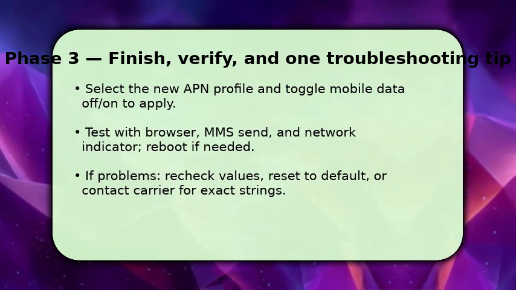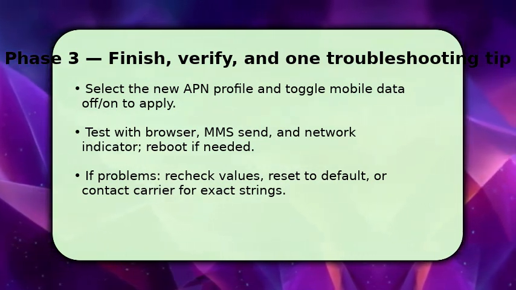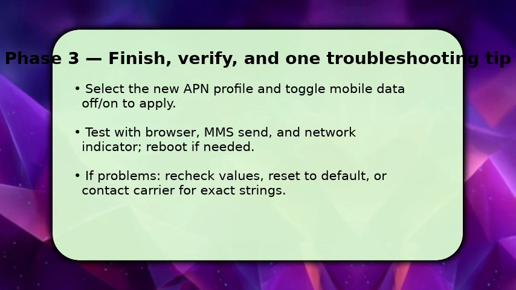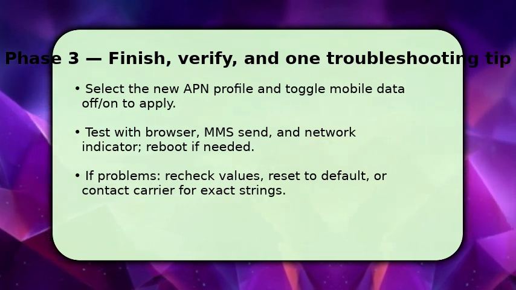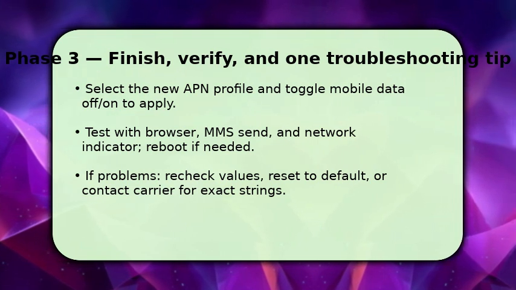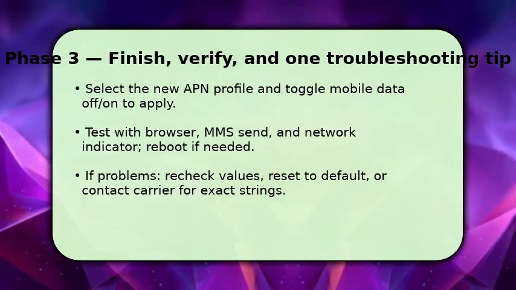As a single troubleshooting tip, if things go wrong, recheck every value character for character. Then use reset to default APNs, or call the carrier for the precise strings and any required authentication settings.